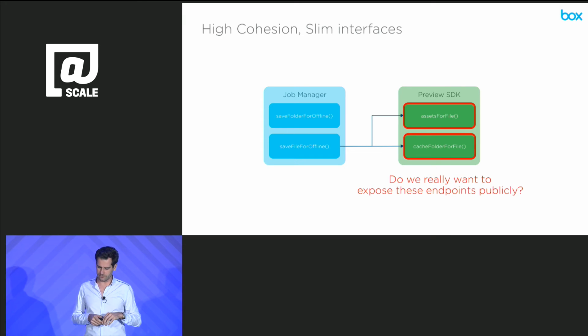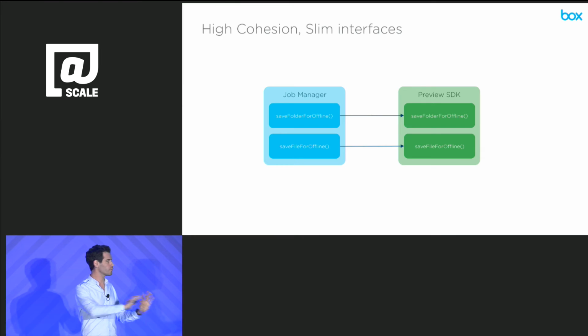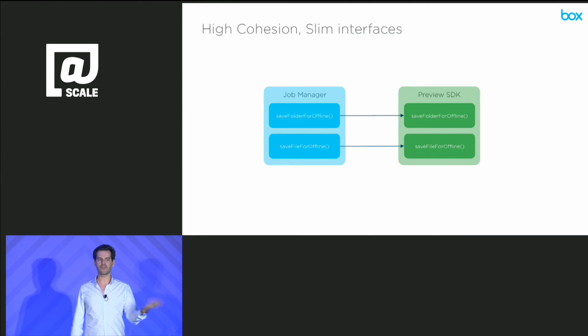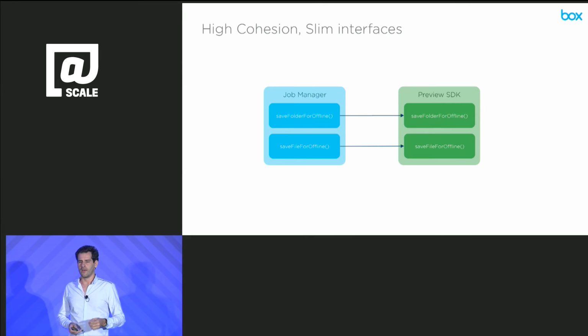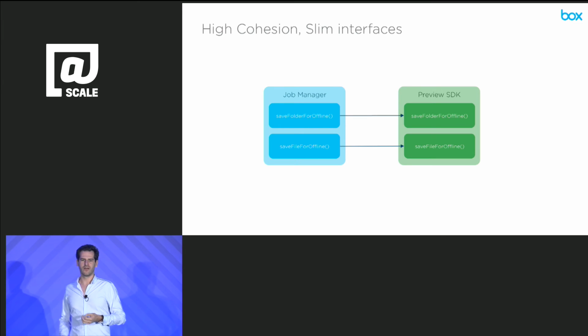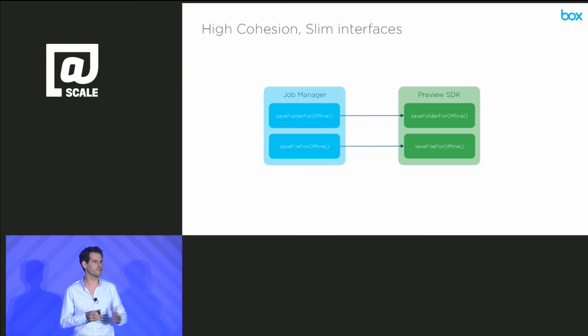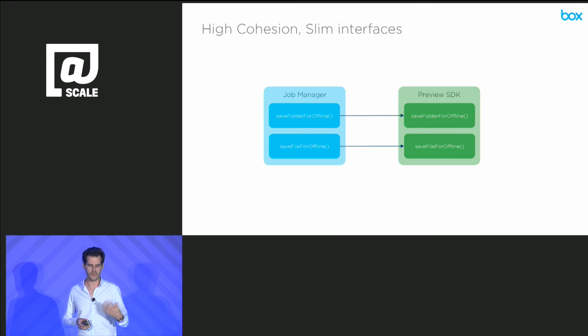So a second approach could be to push all the logic of the job manager into the preview SDK. So you ask the preview SDK, hey, can you cache this folder or can you cache this file? And the preview SDK handles everything. But the preview SDK's job is to render files. And so it should not have to manage things like offlining folders, dealing with long running tasks, and resuming from the background and things like this.